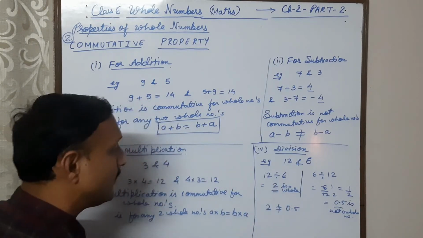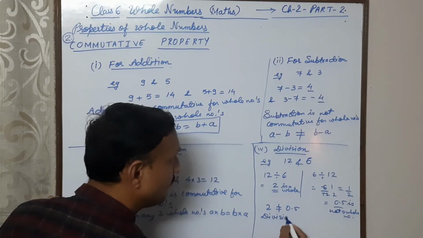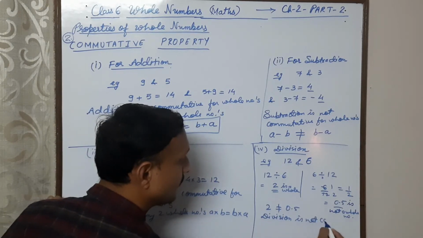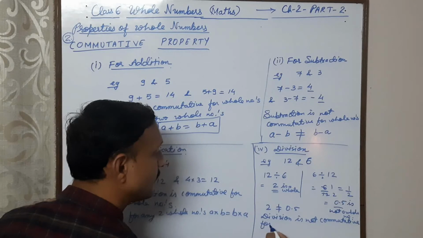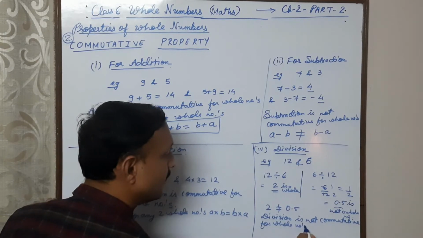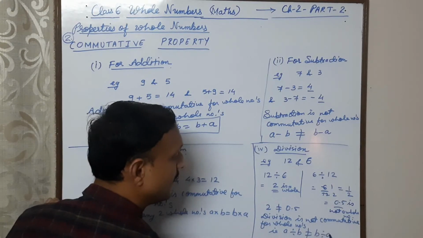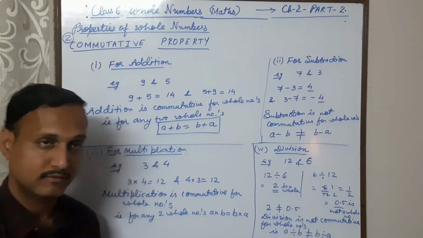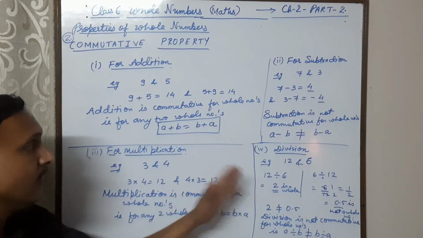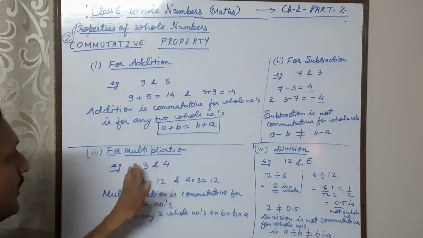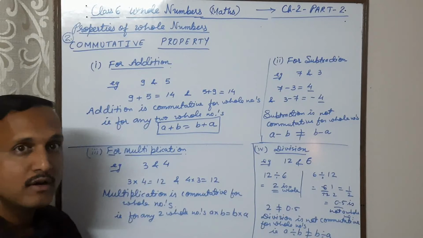That means A divided by B, division is not commutative. Division is not commutative for whole numbers. That is, A divided by B is not equal to B divided by A. It means we can't divide in any order. So these are the commutative properties for addition, subtraction, multiplication and division. Therefore, addition and multiplication are commutative for whole numbers, and subtraction and division are not commutative for whole numbers.